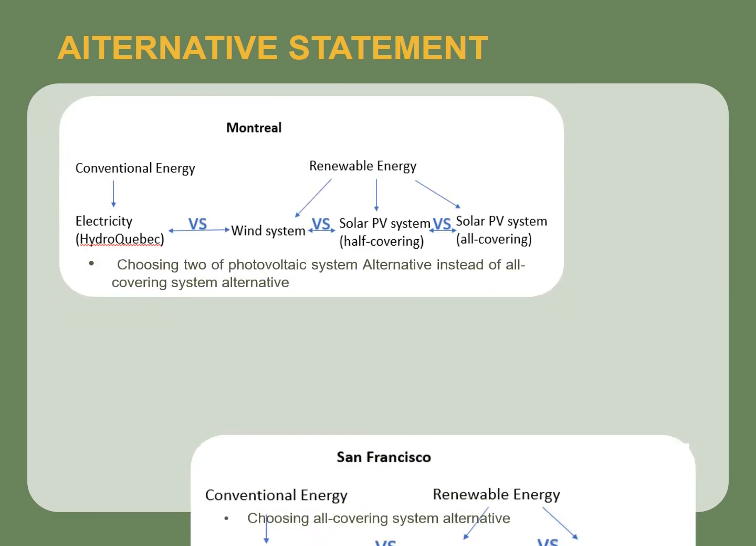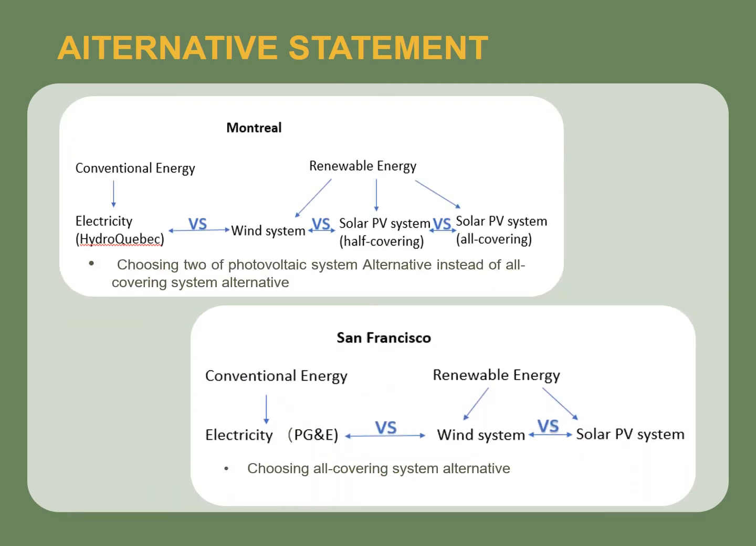SAM was used to estimate and design the renewable energy system. After the simulation based on the electricity production result, we can find that Montreal does not have sufficient solar resource. The all-covering alternative is not feasible because the simulation shows that the area of the photovoltaic is larger than the building area, so we select the half-covering alternatives. For San Francisco, we selected all-covering alternatives since the simulation showed the electricity production is high enough to cover the demand by a medium size photovoltaic system.